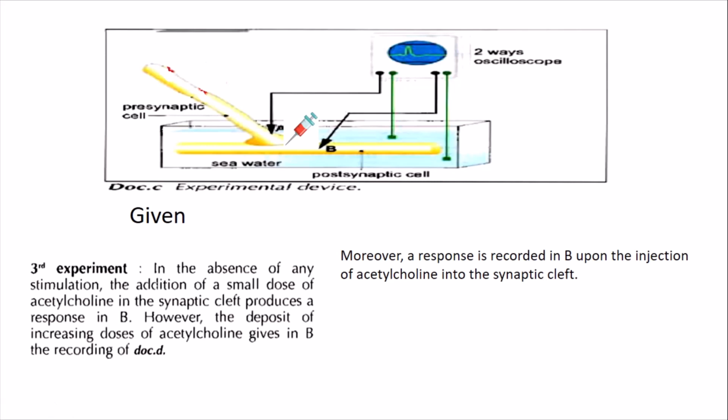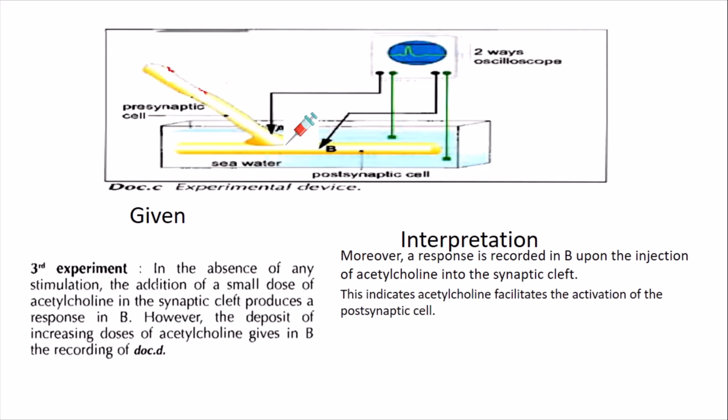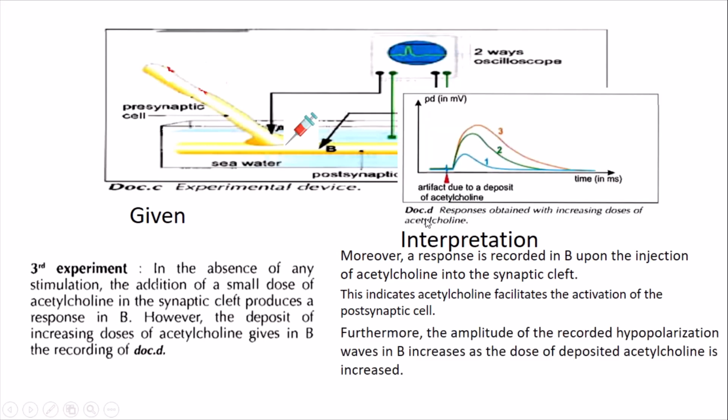What's the significance? Of course, about acetylcholine. So acetylcholine facilitates the activation of the postsynaptic cell. Its presence activated the synapse. What else did they say? They said, however, the deposit of increasing doses, the injection of higher doses or concentrations of this molecule, gives in B the recordings of document D, this one.